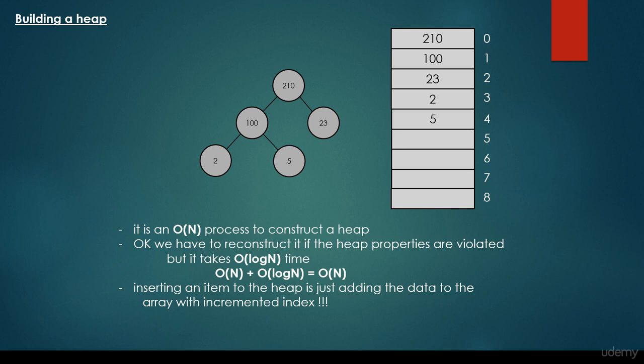Inserting an item into the heap is just adding the data to the array with an incremented index. So we just have to insert the data into a one-dimensional array. Then we have to heapify. We have to make sure that the parents are going to be greater than the children for a maximum heap. If we are building a minimum heap, then of course the parents have to be smaller than their children. Okay, that's all about the basics.